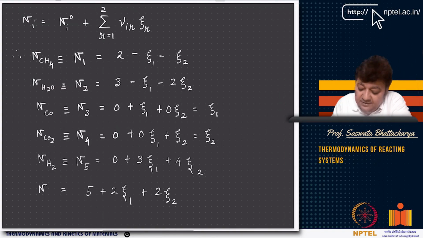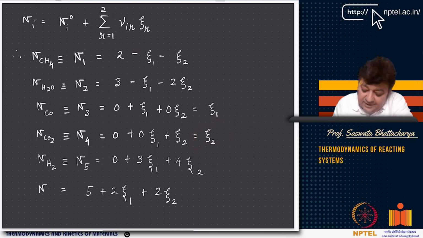You can look at the chart. For NCO it is psi 1, because you started with 0 and you had psi 1 plus 0 psi 2. So it equals psi 1. For NCO2 it is 0 plus 0 psi 1, because in reaction 1 there is 1 mole of CO but for CO2 there is nothing. For reaction 2 there is 1 mole of CO2.